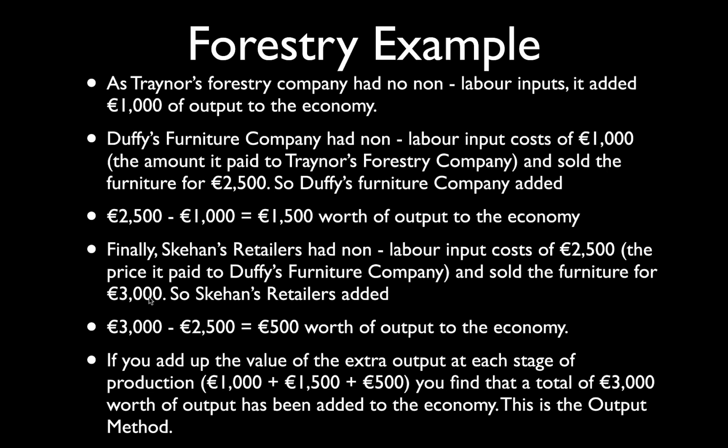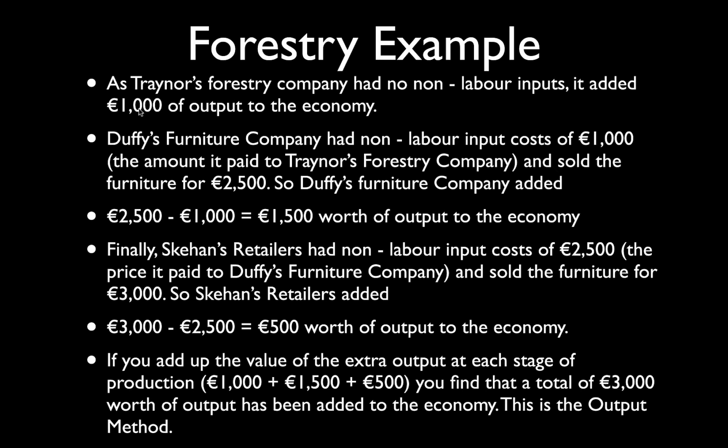3,000. Skian sold it to the final consumer for 3,000. What did we just calculate? The value added method, which was the output method, is 1 plus this, is also 3,000. How much did each of us earn when we take away our selling price minus our costs?